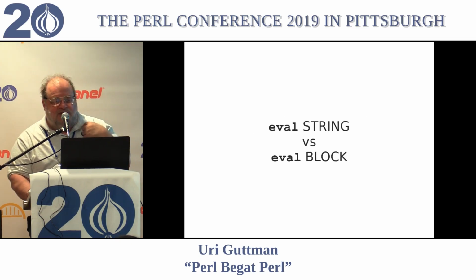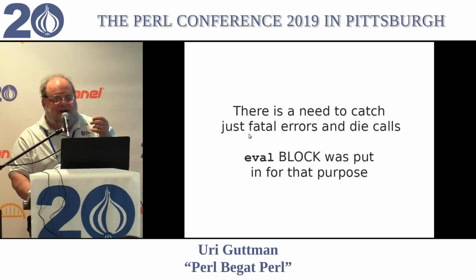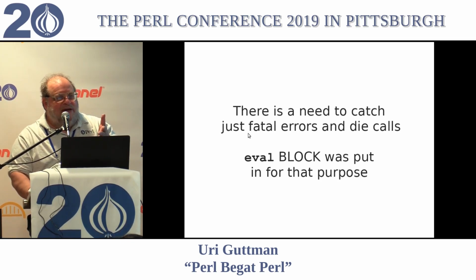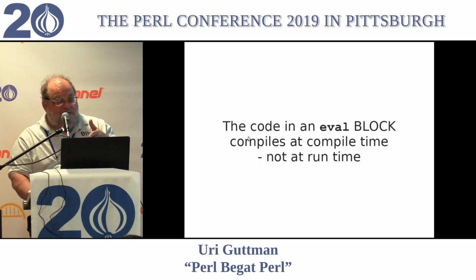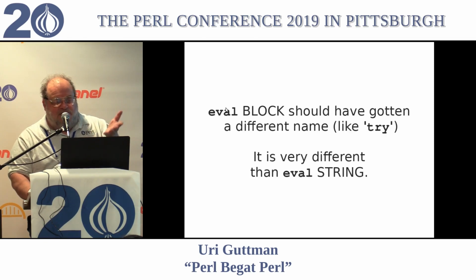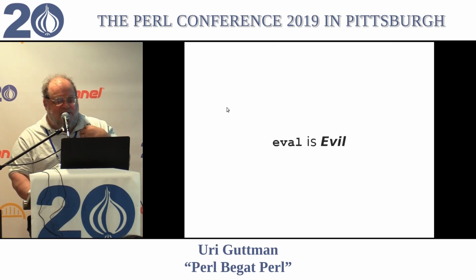So, eval string versus eval block. Now, this is one of Larry's few mistakes. There's a need to just catch fatal errors and die calls, so eval block was put in for that purpose. And he called it eval because it sounded similar to the eval string, which is catching dies and fatals. But it doesn't execute the code at runtime; it executes at compile time. So that's the big difference. Syntax errors are reported at regular compile time, and it should have been called a different name like try or something. Other languages have it. So it's very different from eval string.